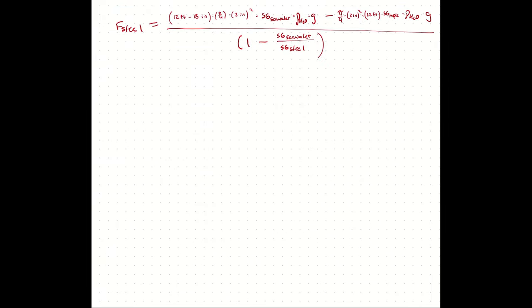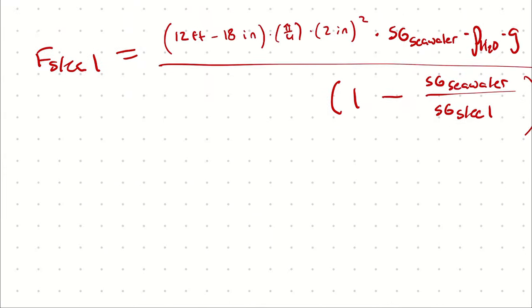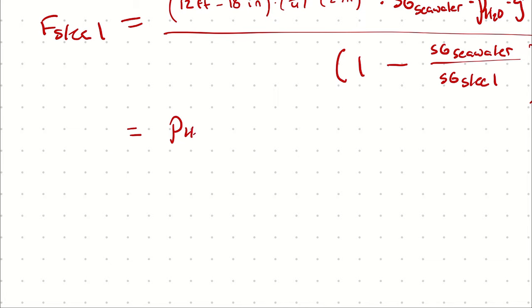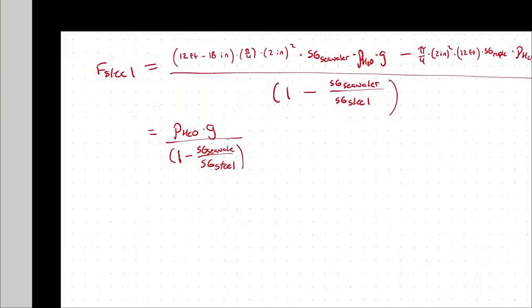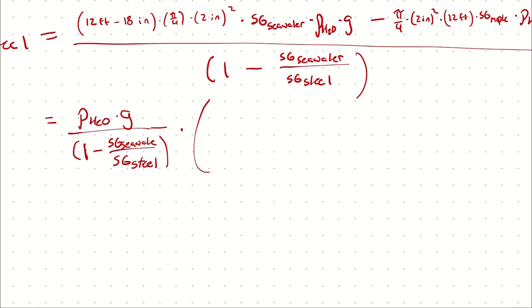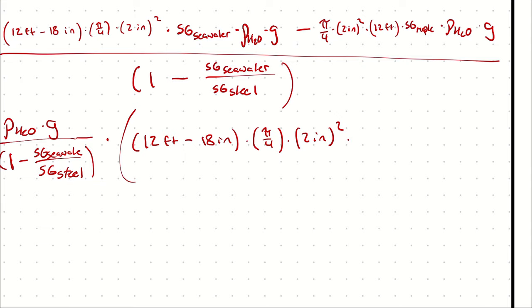And on this new page, I am going to have a whole bunch of arithmetic. We're not quite there yet. Let's say density of water times gravity, factored out and everything, divided by 1 minus specific gravity of seawater, divided by the specific gravity of steel. Okay, and then we are multiplying by our volume of our displaced wood. That's 12 feet minus 18 inches times pi over 4 times 2 inches squared times the specific gravity of seawater.